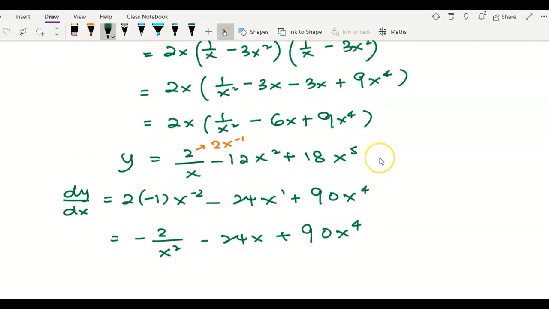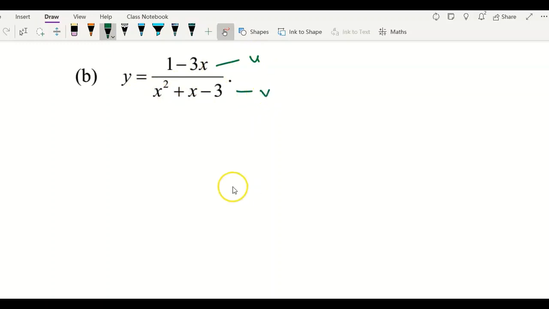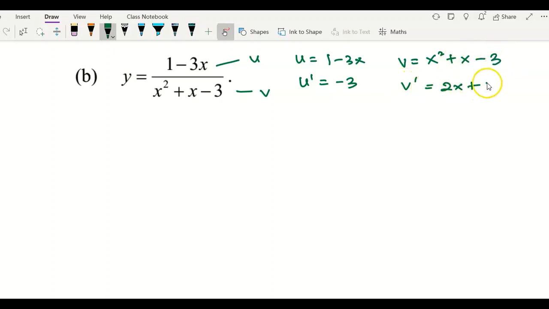And for this question, we have part A and part B. Now we move to part B. To find the dy/dx for this question, I need to apply the quotient rule. So take this as your u and the lower function as your v. As your u equals 1 over 3x, to get your u prime, you have negative 3. If your v equals x squared plus x minus 3, then v prime is 2x plus 1.